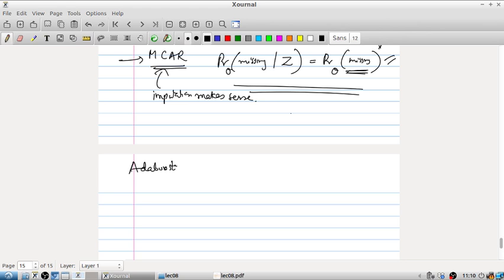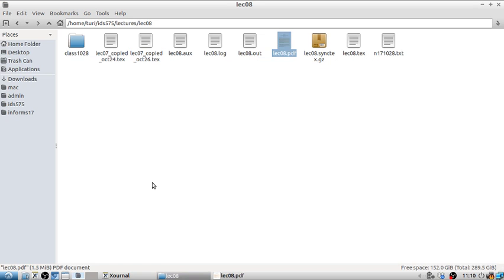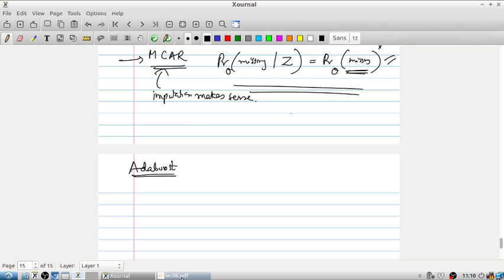Okay, so Adaboost is this technique where it combines many weak classifiers and leads to good prediction performance. The keywords are weak classifiers.